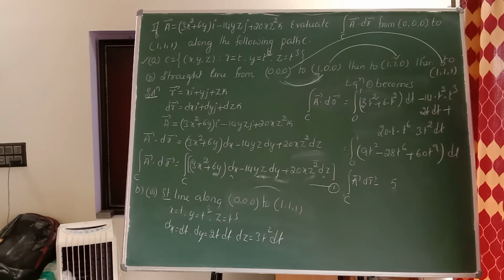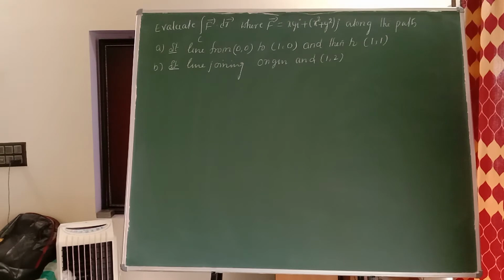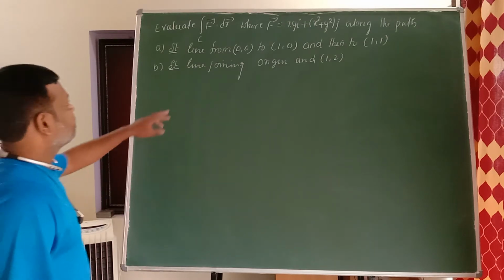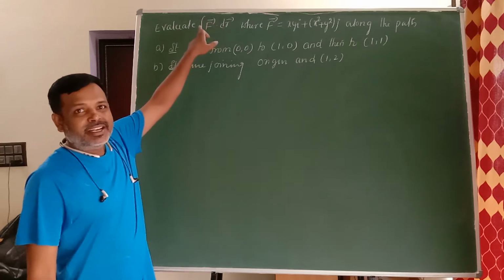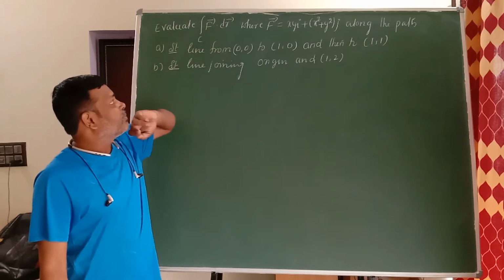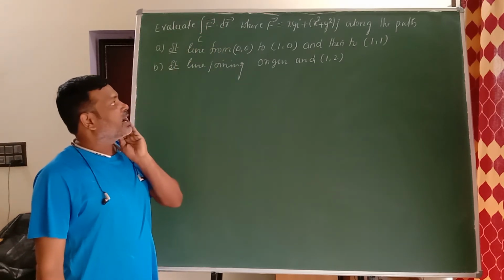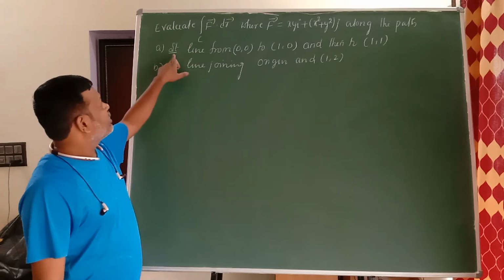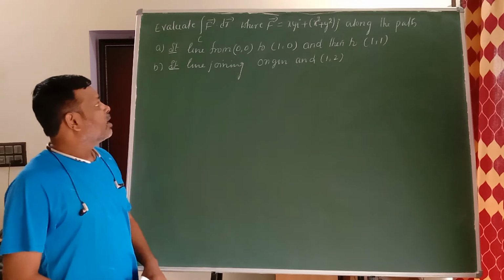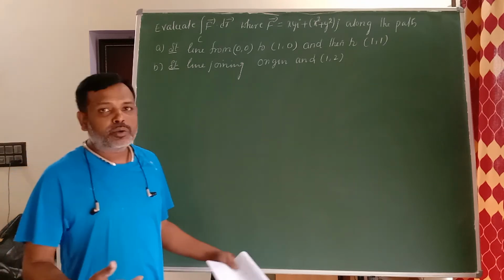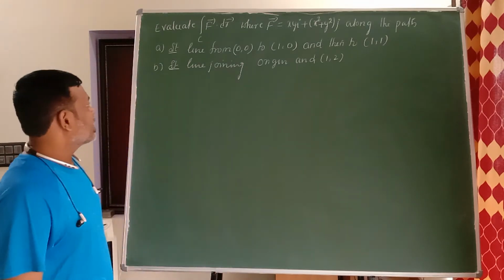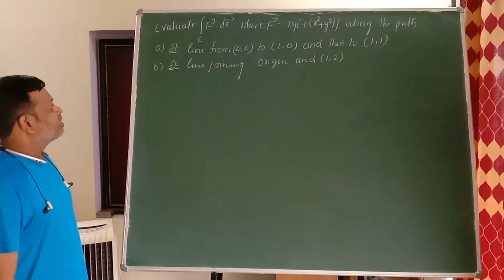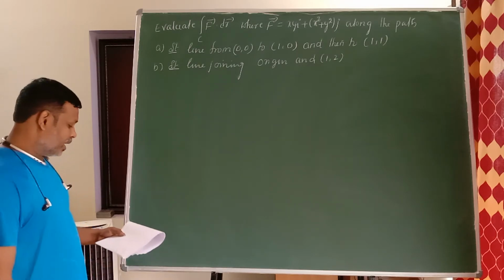We'll do a few more problems related to this. Now let us consider a very beautiful problem. Evaluate the line integral over C of F dot dr, where F is equal to xy i plus x square plus y square j, along the path. The first one is a straight line from origin to 1 comma 0 and then to 1 comma 1. It is two-dimensional now. The second is a straight line joining origin and 1 comma 2.